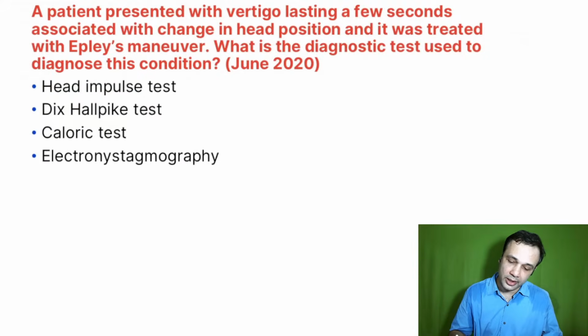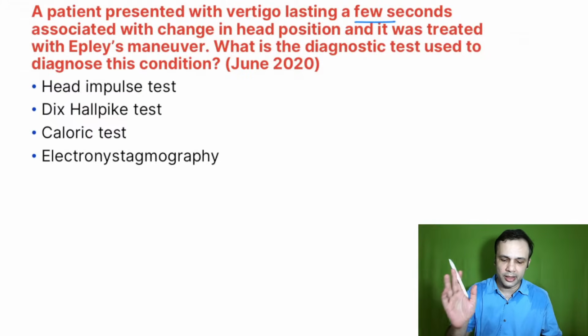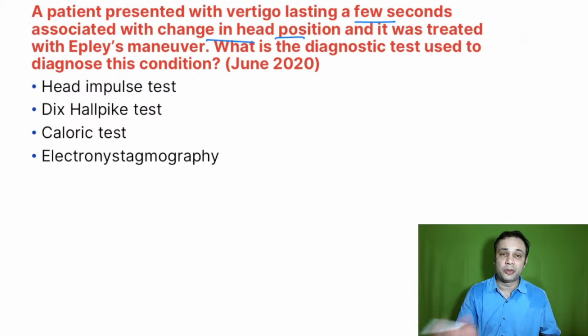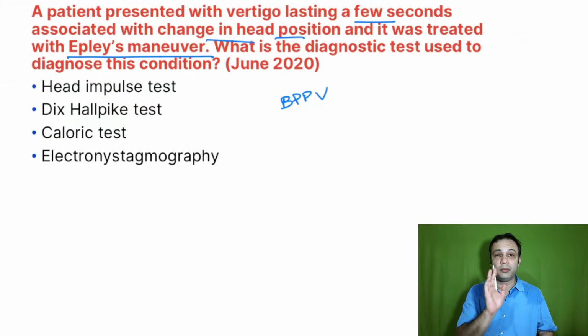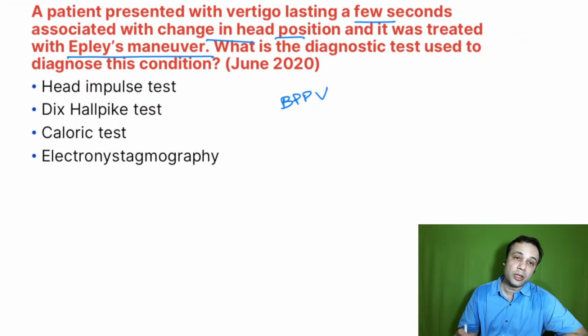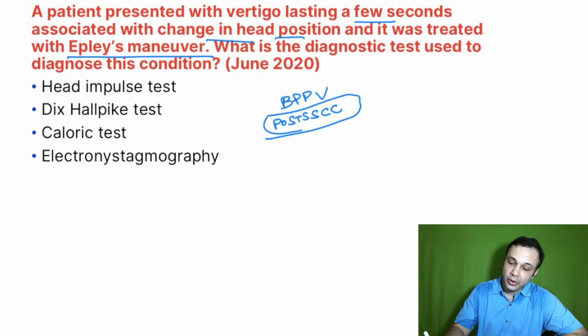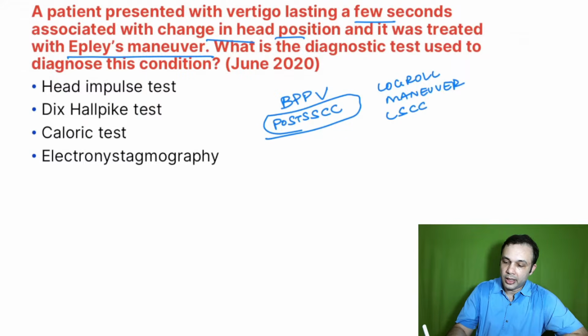Okay, straightforward here once again. Lasting few seconds, we have discussed this in detail, right? Associated with change in head position. Yeah, positional change always goes in favor of a BPPV. Correction by Epley's maneuver is always in BPPV. So when do you do Epley's maneuver or a Simon's maneuver? That is in posterior semicircular canal BPPV, right? When do you do a log roll maneuver? Whenever you have a lateral semicircular canal BPPV, you do a log roll maneuver as treatment.